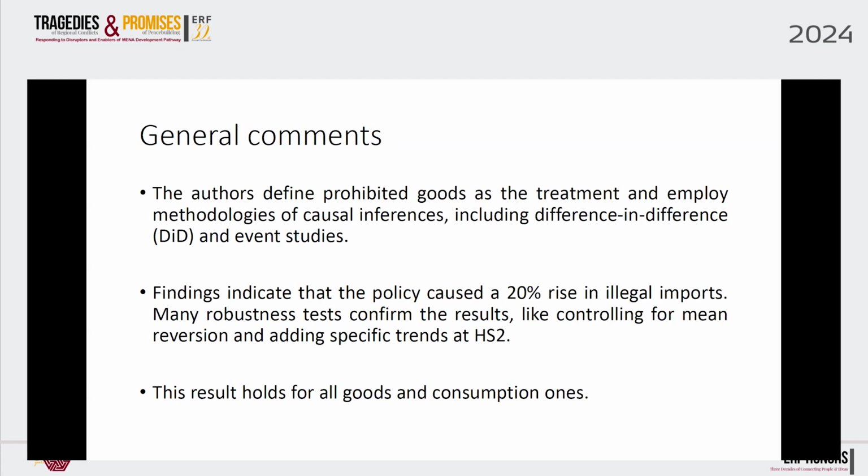They found, as Kowsar mentioned, the main finding is that we have an increase of 20% in illegal imports through many robustness tests, and the results hold for both goods and consumption goods. So clearly, next.